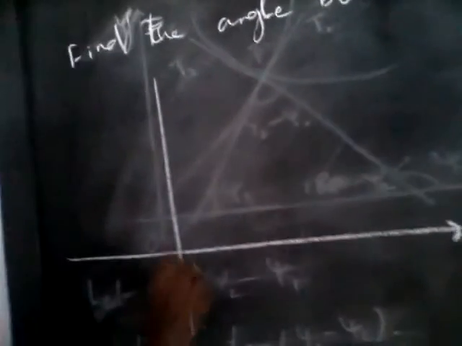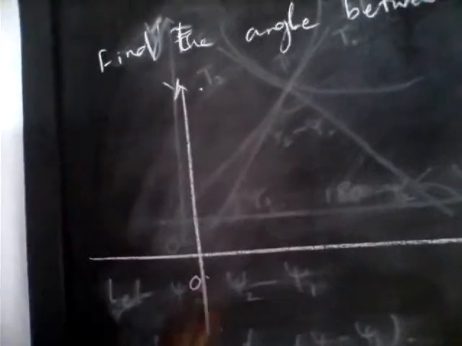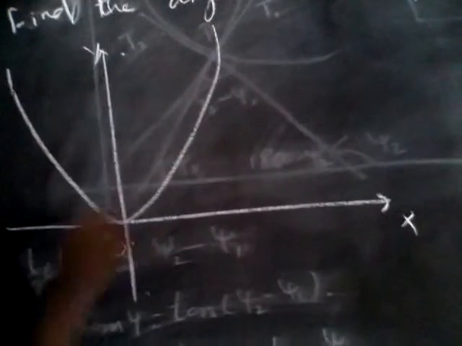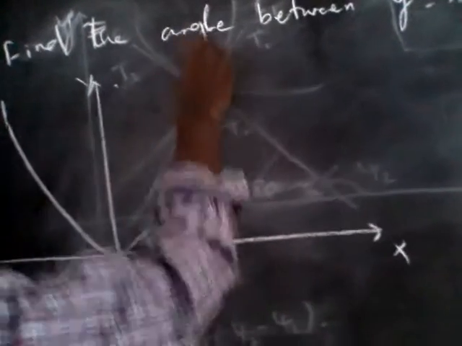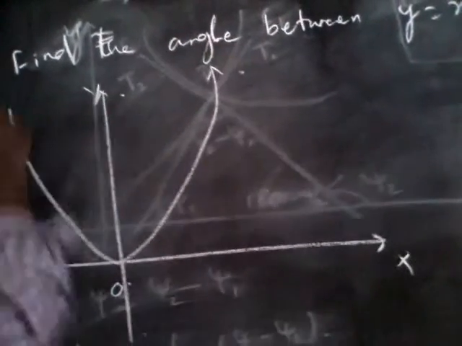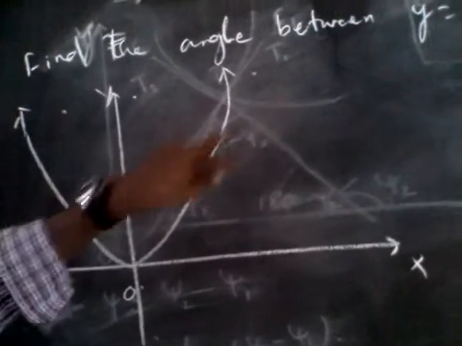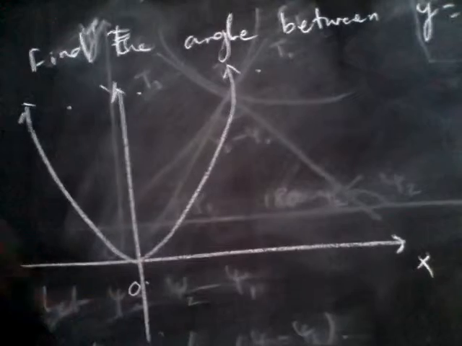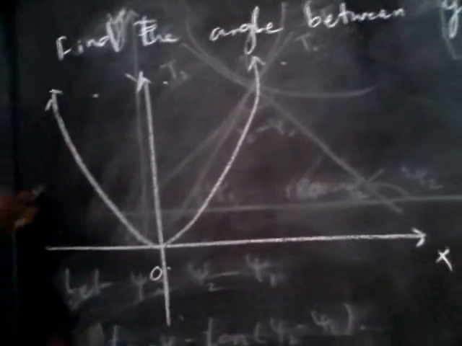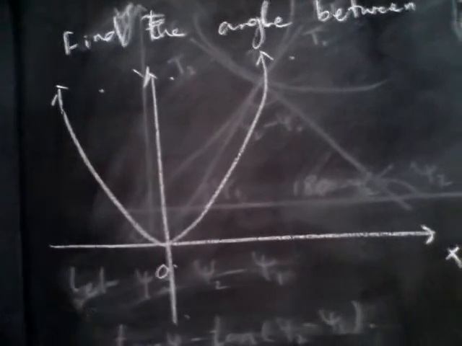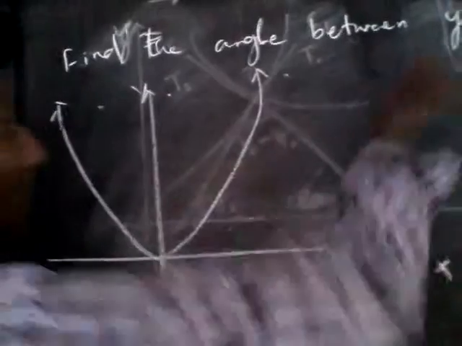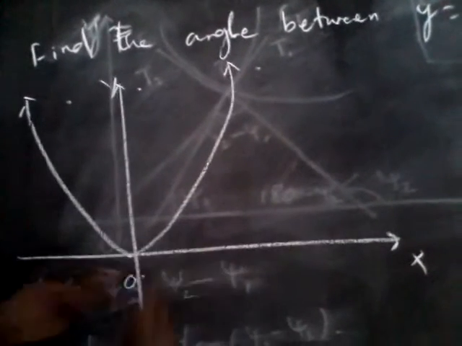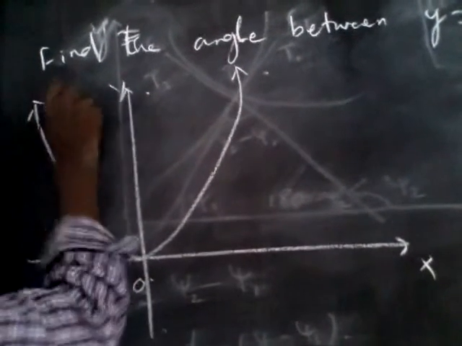Draw the x-axis, origin, y-axis. Y is equal to x square is a standard parabola, opening upward. We know 4 types of standard parabola. This is y is equal to x square, open upward. Y square is equal to 4ax opens rightward. Y square is equal to minus 4ax opens leftward. And x square is equal to minus 4ay opens downward.